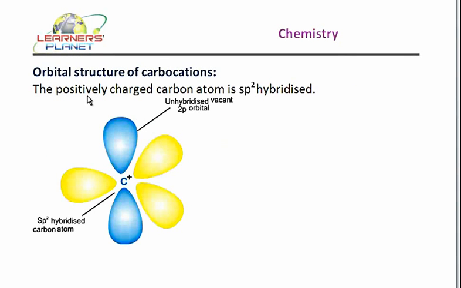Now let's see the orbital structure of carbocations. The positively charged carbon atom is sp2 hybridized. That is, 1 s and 2 p orbitals hybridize to give 3 orbitals of equal energy. Right? Now the hybridized orbitals form sigma bonds with the monovalent atoms. And this is the unhybridized orbital. Right? So a carbocation is sp2 hybridized, and what is the bond angle between them? It's 120 degrees. And what should be the structure of it? It's a planar structure.